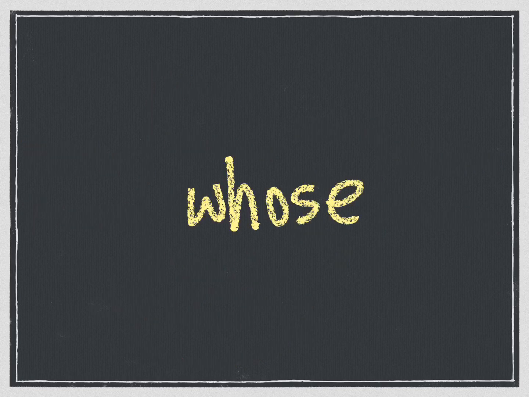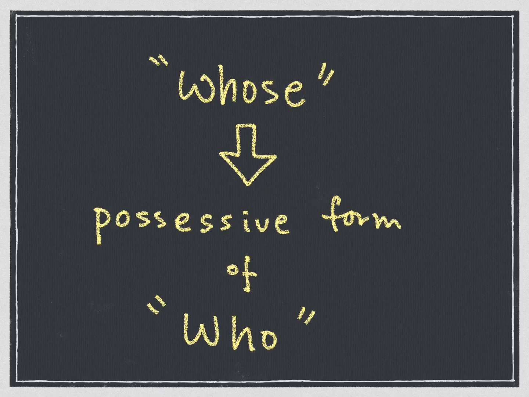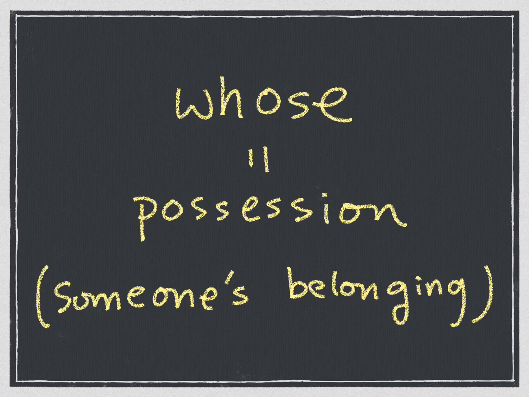So today we're going to look into whose. Whose is actually the possessive form of who. What does it mean? What is possessive form? So possession, possessive, possess. These words mean you own something. So whenever we see the word whose, we know that it's about possession. It refers to someone's belonging.